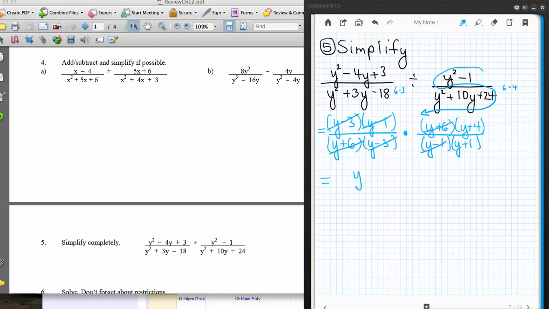So I'll simply rewrite what's left. Y plus 4 over y plus 1. Now remember, there's no further canceling. This is an addition problem. You can't cancel that and that. You are finished. All right, moving on to problem number 6.